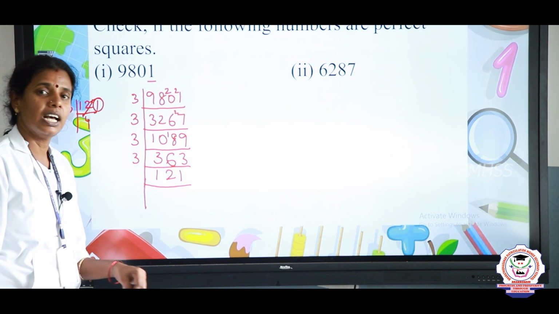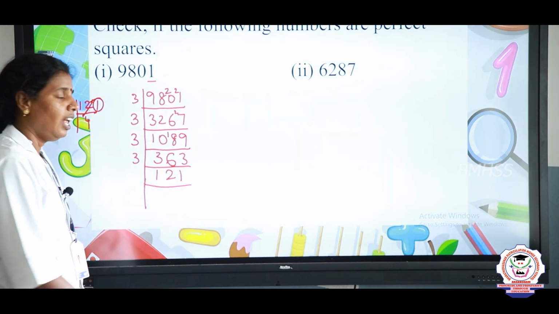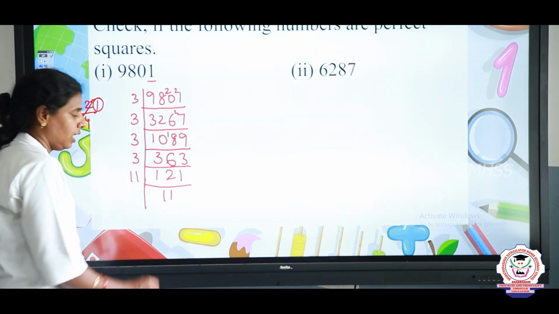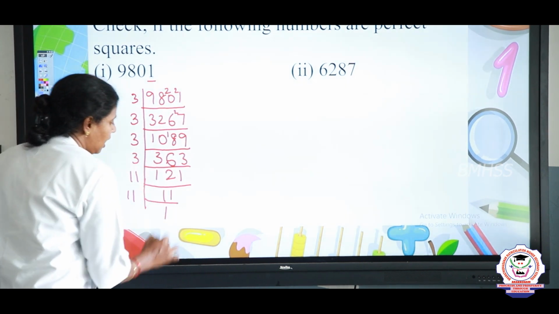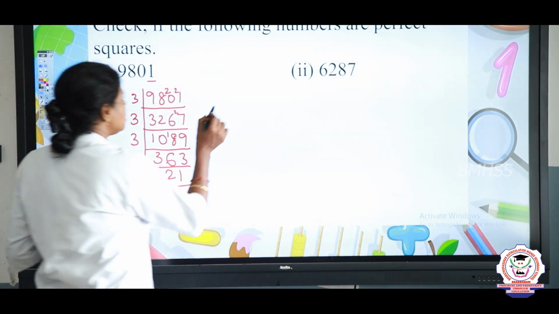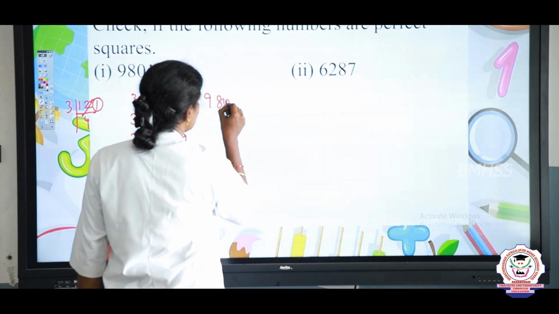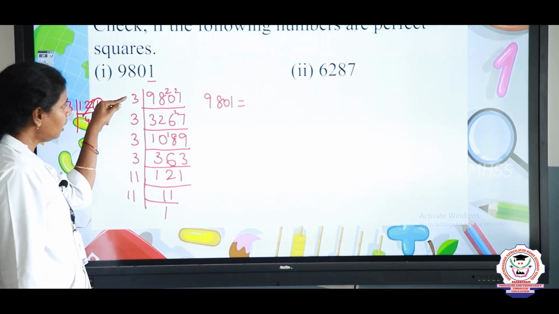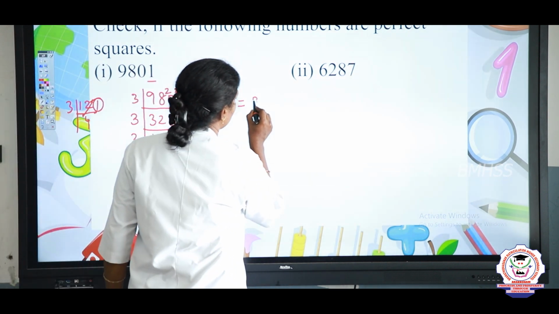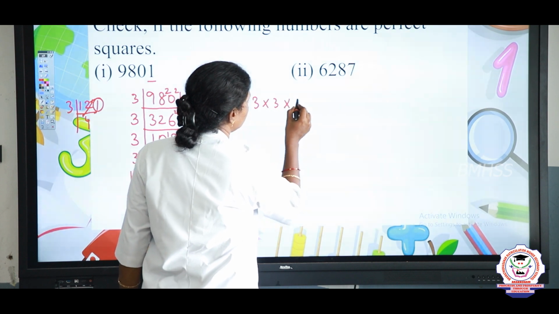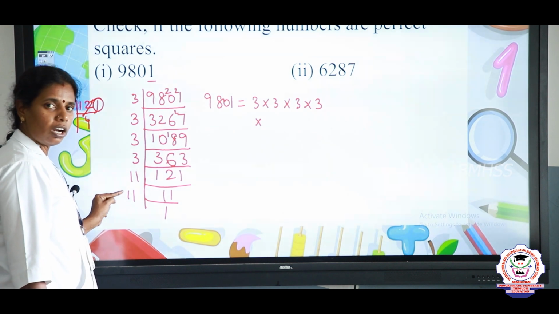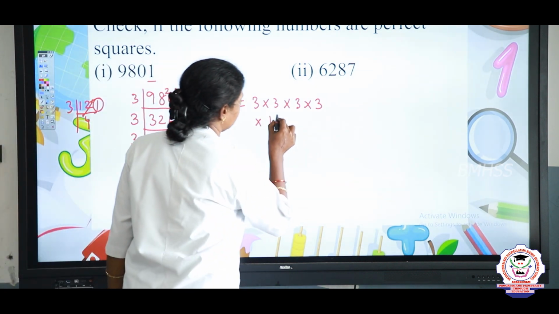But 121 is the square of 11. 11 squared, which is 11 elevens are 121. Again we can take 11. 11 ones are 11. Okay. Now we can write the answer like this: 9801 equals, see the numbers here, 3 appears 4 times, right? We write 3 into 3 into 3 into 3 into, then the next two numbers are 11 into 11.